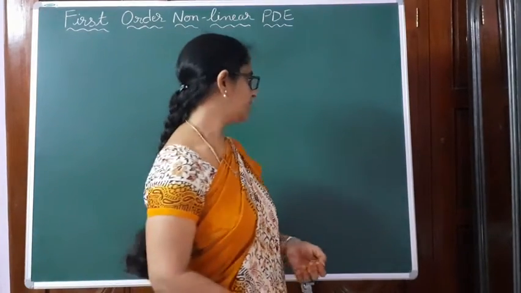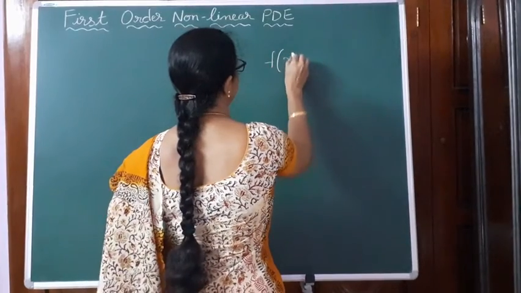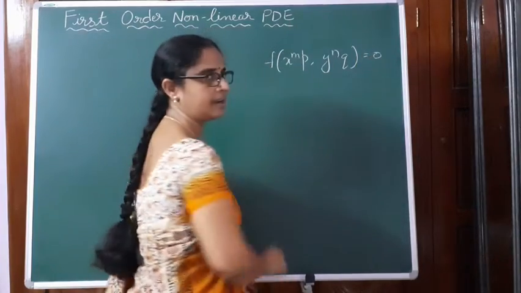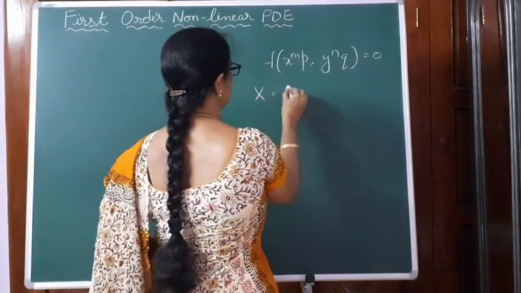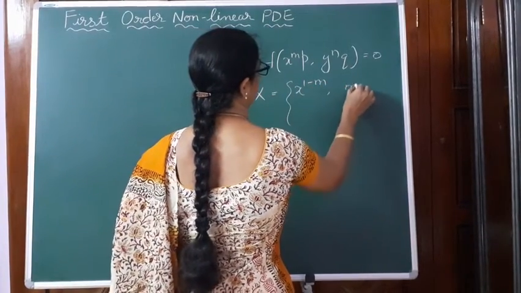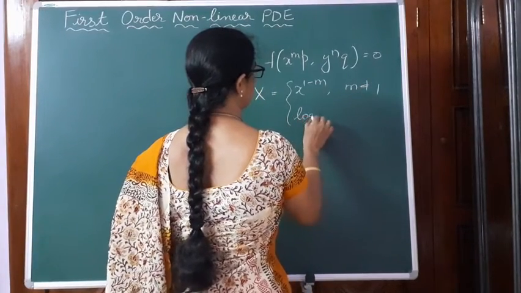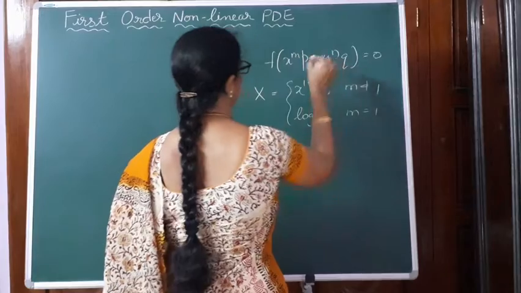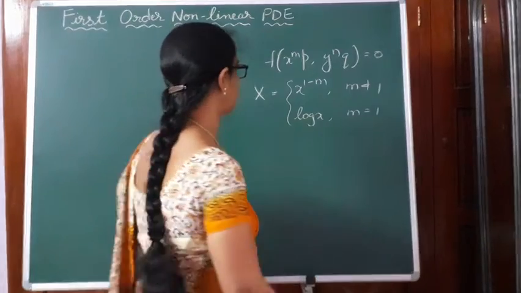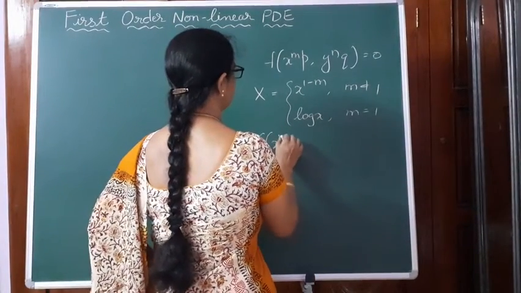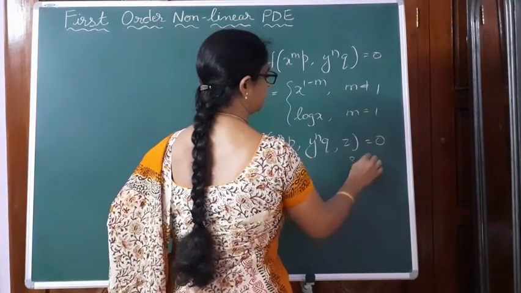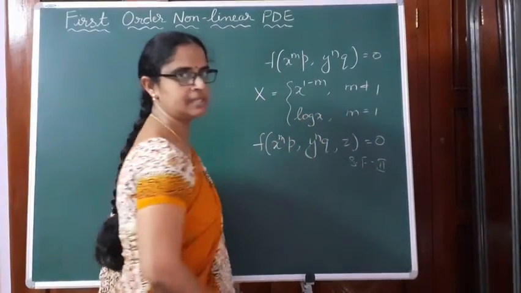This is applicable for equations of the form f of x power m into p, comma y power n into q is equal to 0. This can be reduced to standard form 1 by taking the substitution capital X is equal to x power 1 minus m if m is not equal to 1, and log x if m is equal to 1. Similarly, capital Y is equal to y power 1 minus n when n is not equal to 1, and log y when n is equal to 1. And equations of the form f of x power m p, y power n q, comma z is equal to 0 can be reduced to standard form 2 using the same substitutions as above.